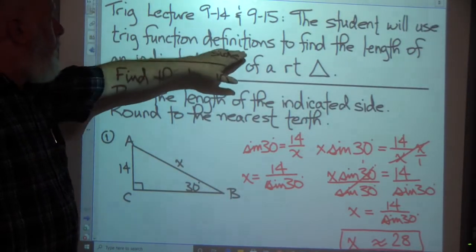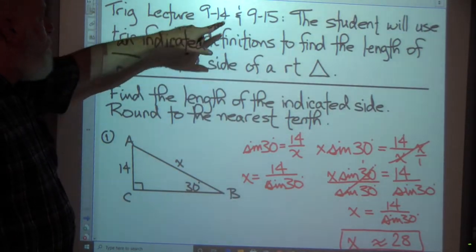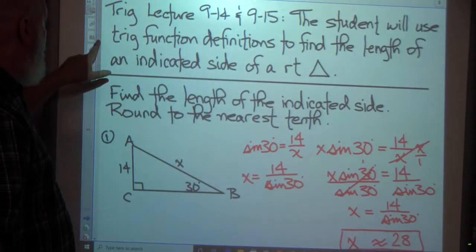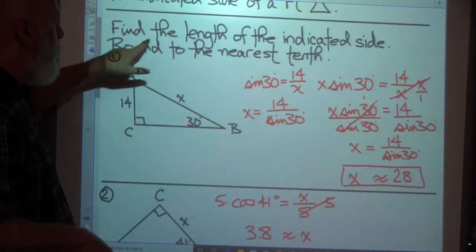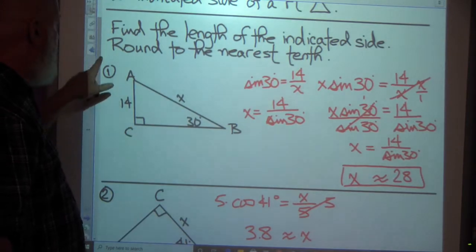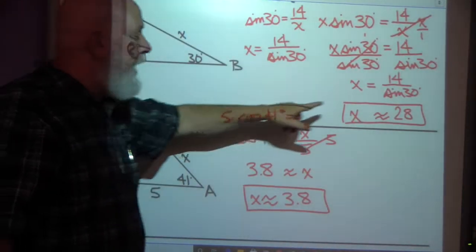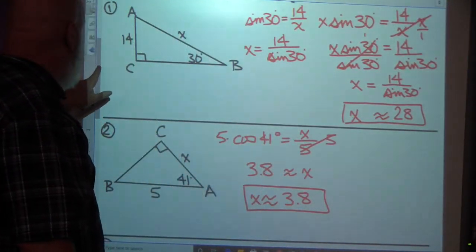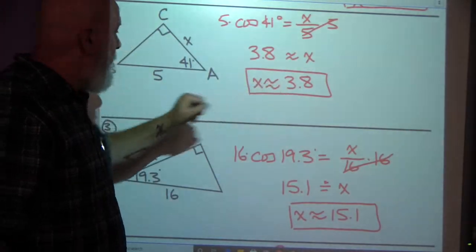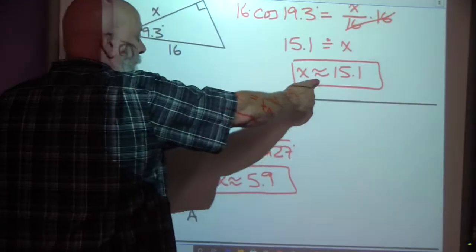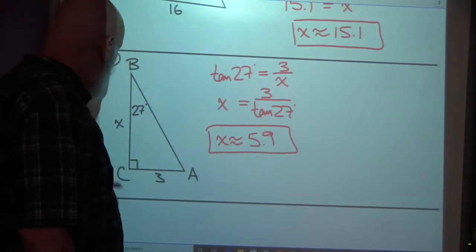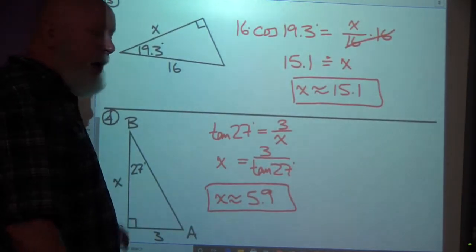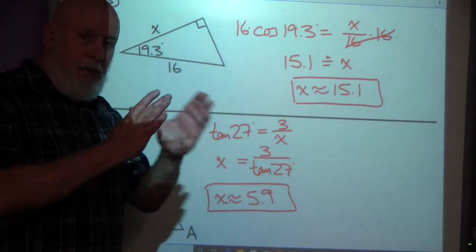As indicated, the student will use trig functions to find the length of the indicated side of a right triangle, which is what we just did, rounding to the nearest tenth. In this case, it was an exact value, so we didn't have to round. We rounded to the nearest tenth. Hopefully that made sense, and hopefully I haven't made any mistakes. Best of luck.